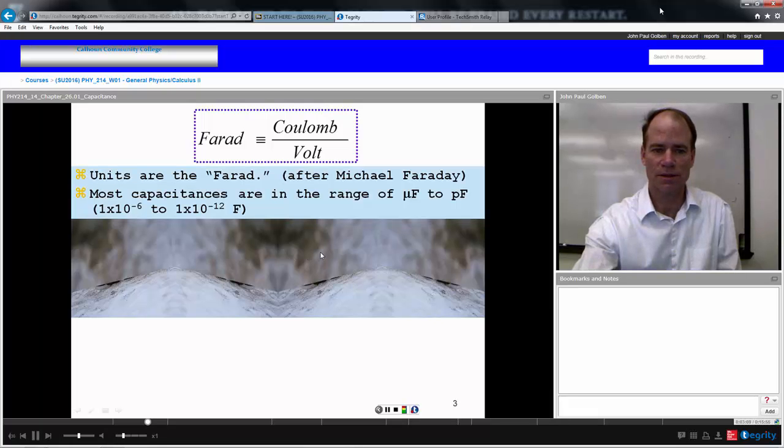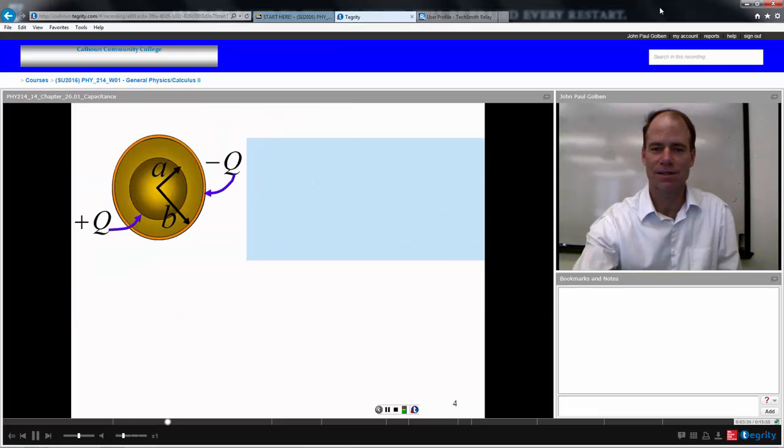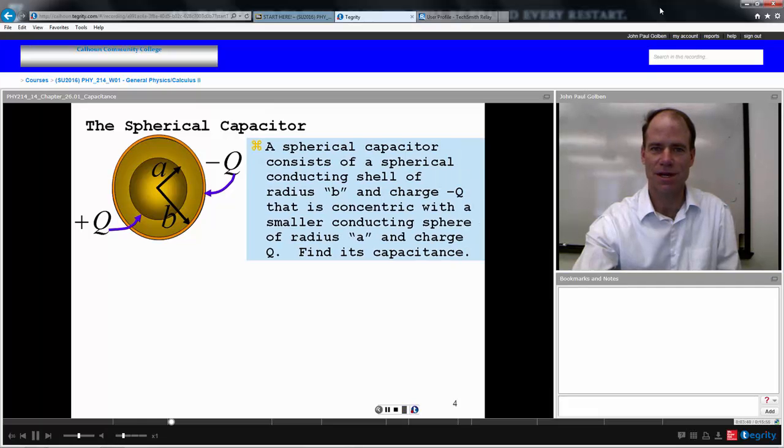Here's what it might look like. Say if you had something like this, that might be like 1 farad capacitance. Or if you had something like this, that could be a microfarad. If you have a 2 microfarad capacitance, it'd be something like that. Or if you had a smaller value, you could have a picofarad. Definitely an example where your instructor has too much time on his hands.